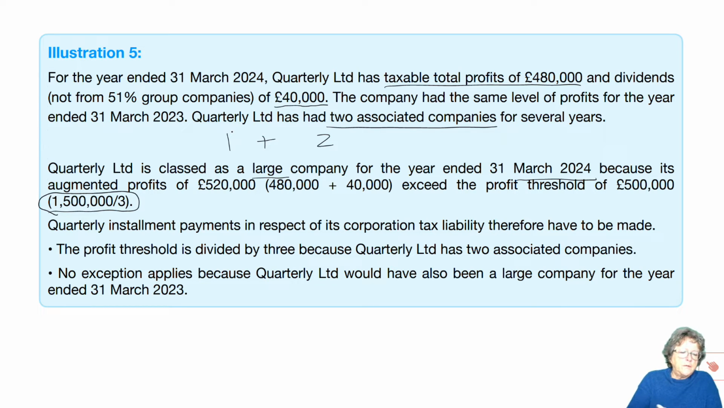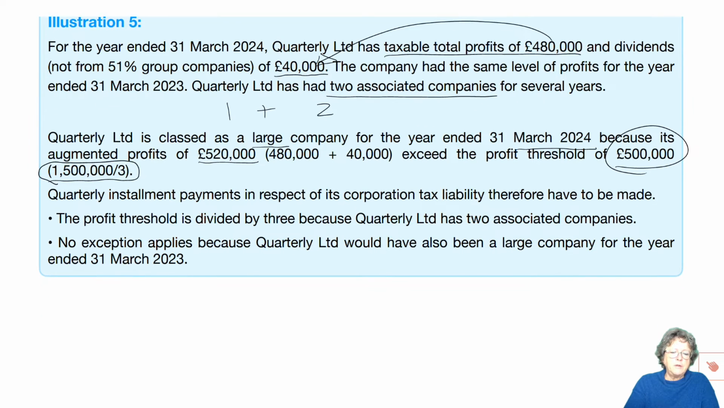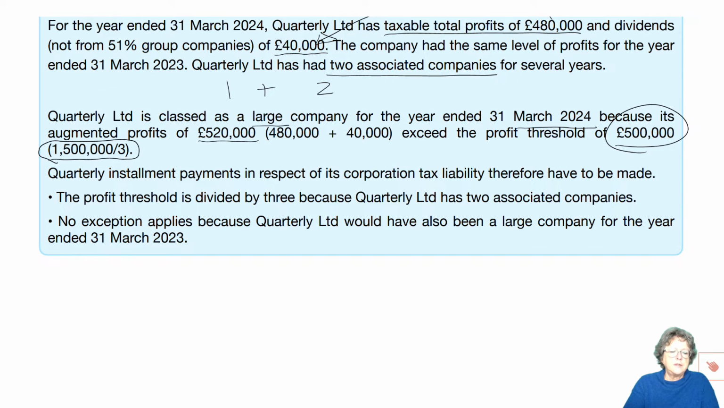Therefore, their augmented profits, which we worked out to be those 2 added together, is over that limit which has been restricted. So they have to pay quarterly instalments. So the profit threshold is divided by 3 because they have 2 associated companies. No exception applies because Quarterly Limited would also have been a large company for the year to the 31st of March 2023. So basically this is how it works.